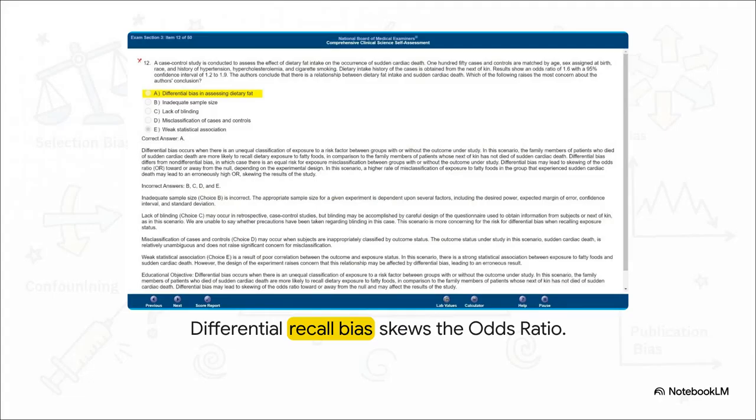So what we're dealing with here is a very specific flavor of recall bias. As you can probably guess, family members of those who died of sudden cardiac death are going to rack their brains much harder and recall fatty food exposure way more often than the family members of the healthy controls. This unequal classification of exposure is known as a differential bias, specifically differential recall bias. And let me tell you, it can heavily skew your odds ratio toward a totally false association.